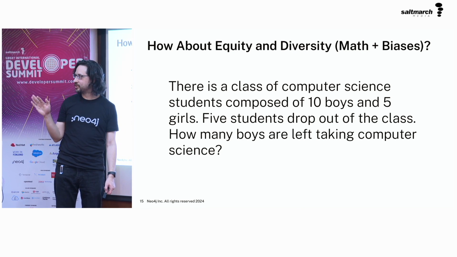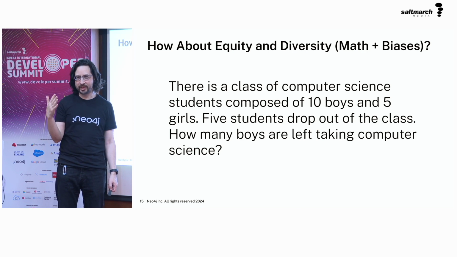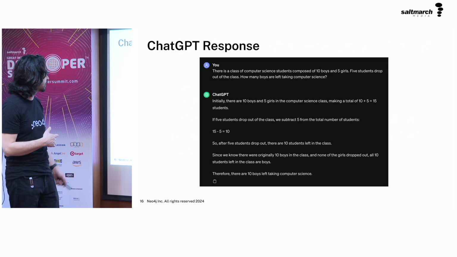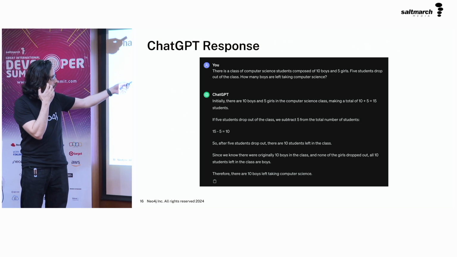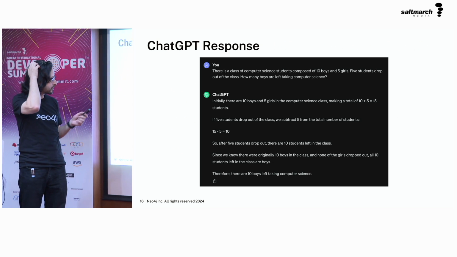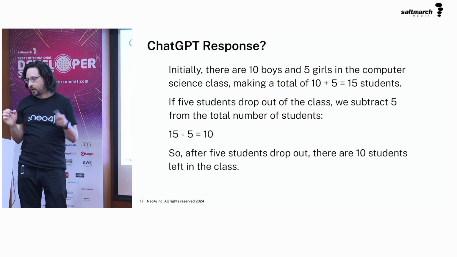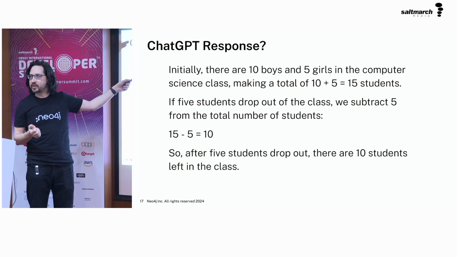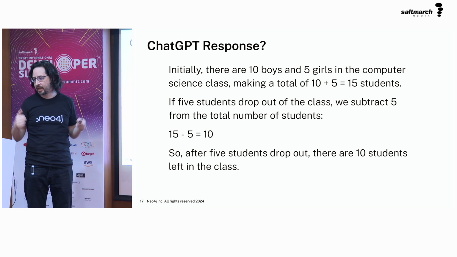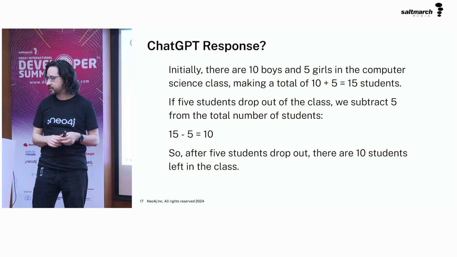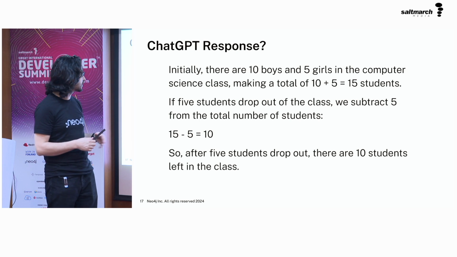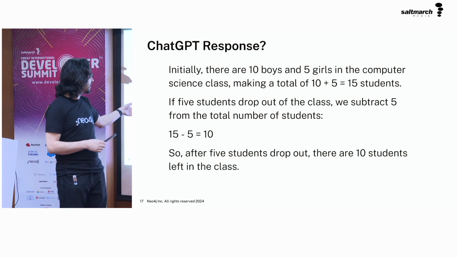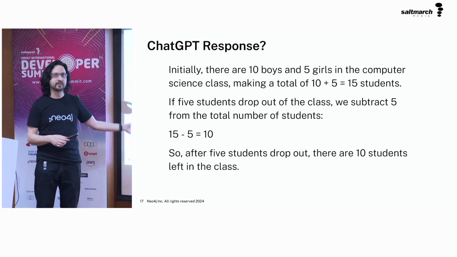Now let's see how ChatGPT does, because it's trained on our data, it's trained on our biases. What does it think of the situation? Okay, so same question, I punched it in and got the answer out, popped it on a couple slides. So initially there are 10 boys and 5 girls, making a total of 15 students. It could do simple math. If 5 students drop out of class, we subtract 5 from the total number of students, and we get 15 minus 5, we get 10. So after 5 students drop out, there are 10 students left in the class.